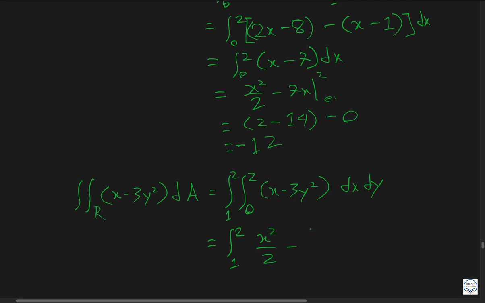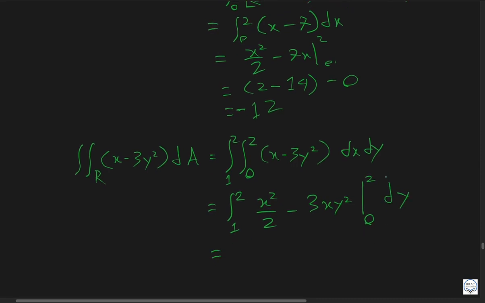This will be x squared by 2 minus 3xy squared. The limit is taken from 0 to 2 dy. So we put 2 over here, we get 4 by 2 is just 2 minus, put 2 over here, 3 into 2 is 6y squared. And if we put 0 squared or 3 into 0 into y squared, both are zeros.